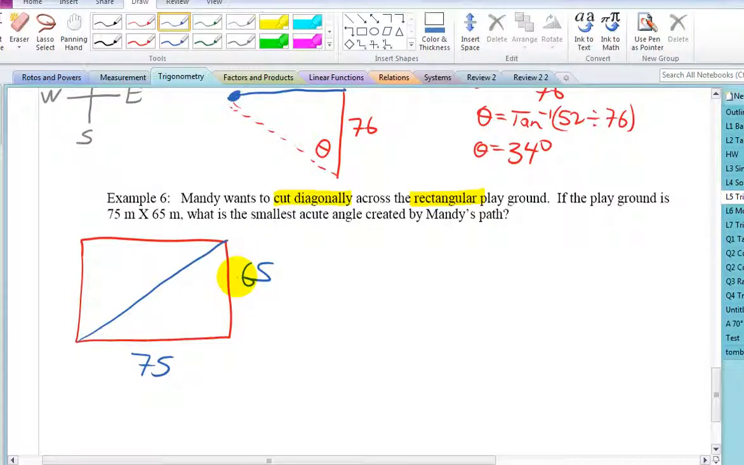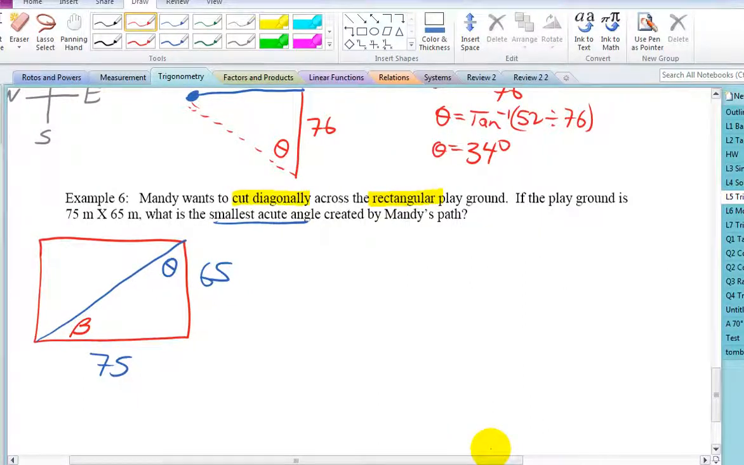Okay. What's the smallest acute angle? Well, you know what? I think it's this one, so I'm going to call that theta and solve for theta. If you think it's the bottom one, you solve for beta with a B. Go. Why don't you do the work and then we'll find out? No, I don't mean that challengingly. I mean, do your work, which one you think it is, and we'll find out. That sounded bad.